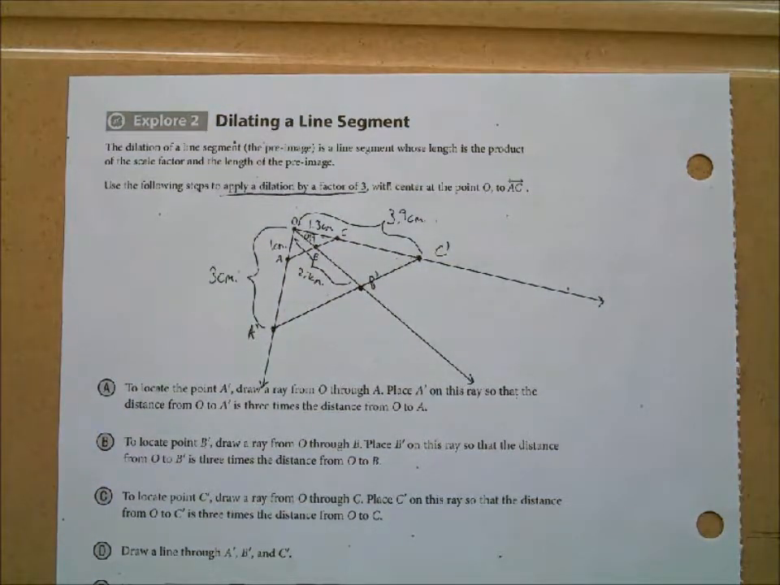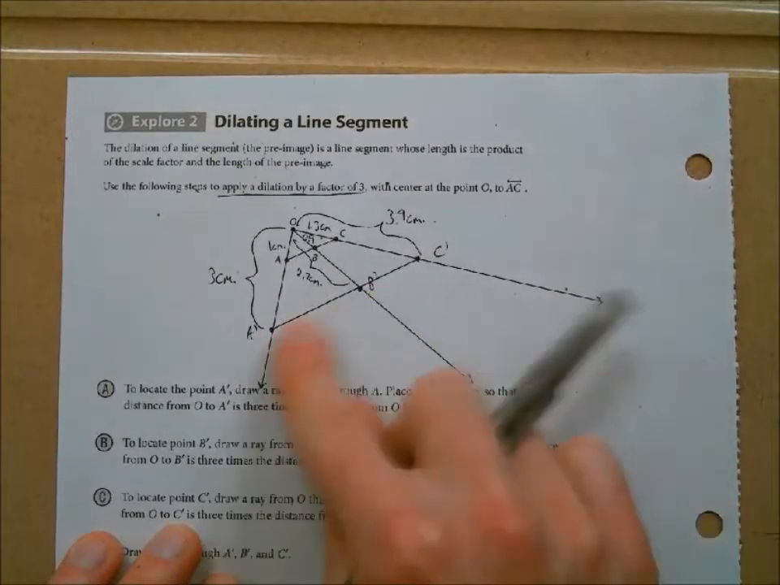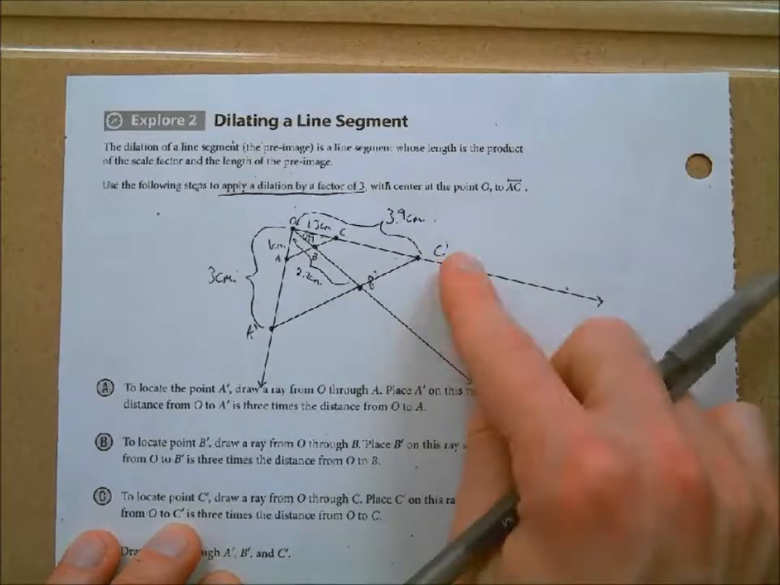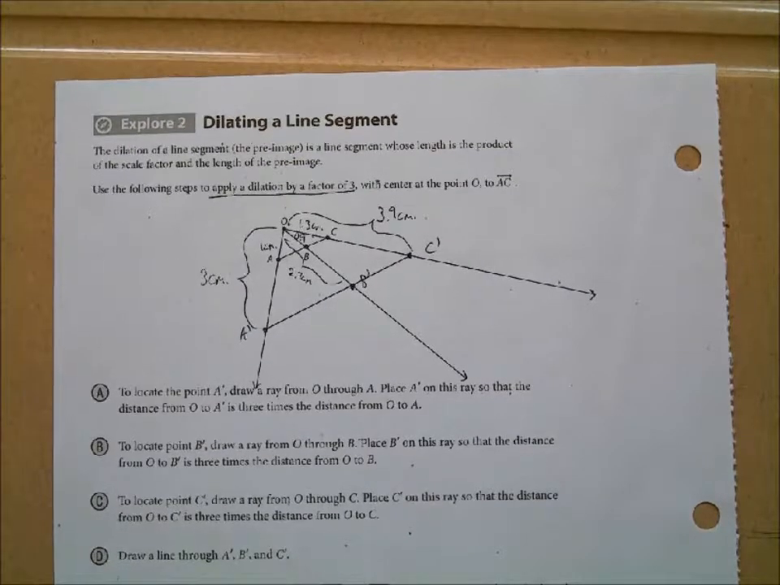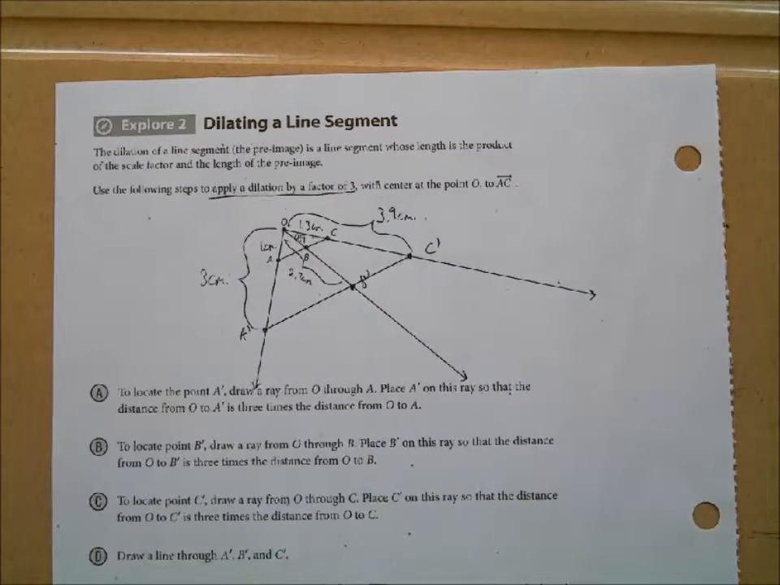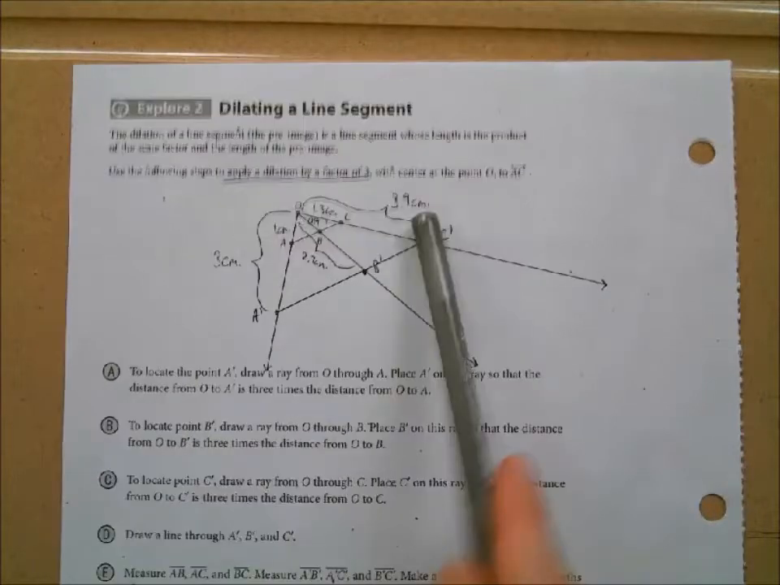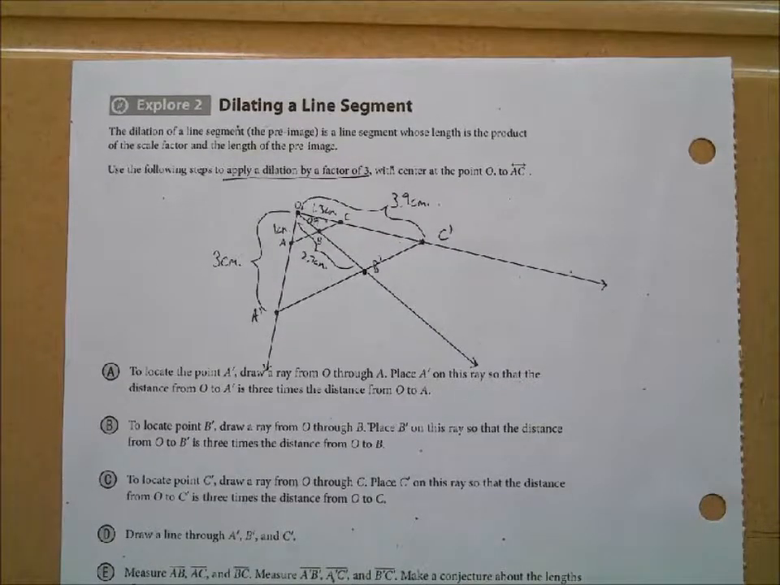Now, how do you think the length of A prime C prime compares to the length of AC? What do you think? How do you think the length of A prime C prime is going to compare to the length of AC? The segment AC there. How will they compare? Or how should they compare maybe?